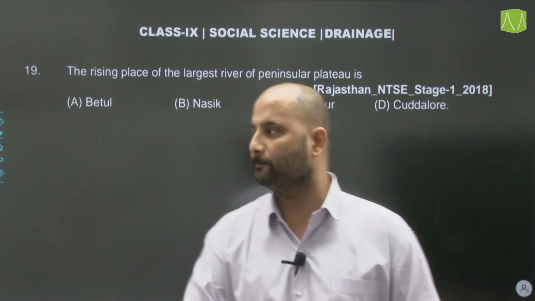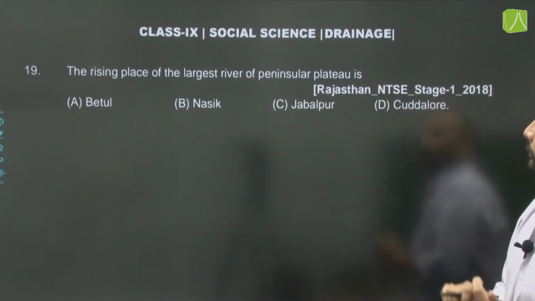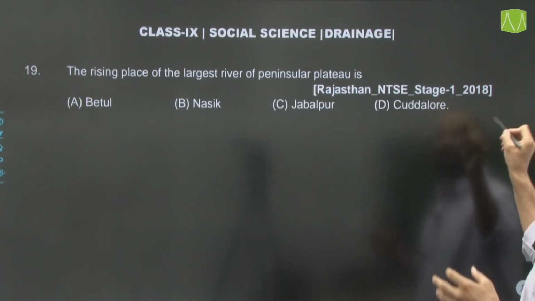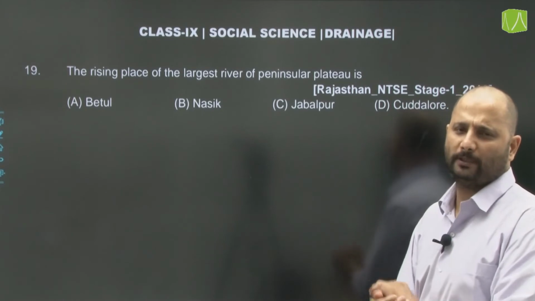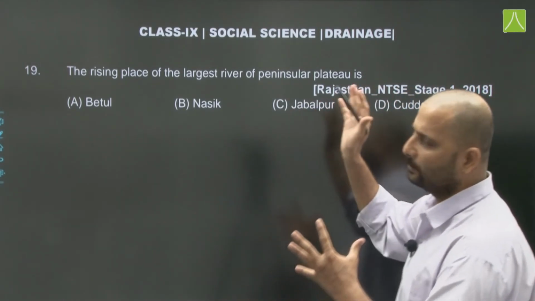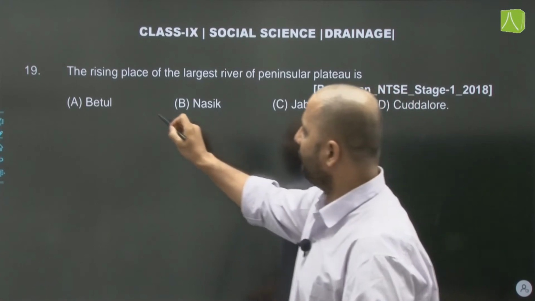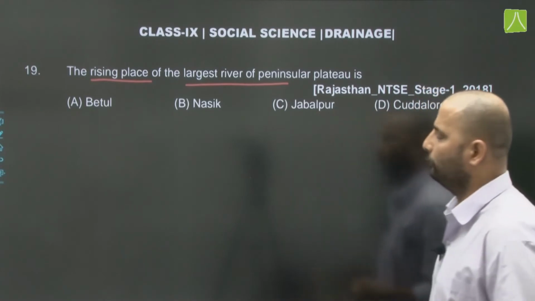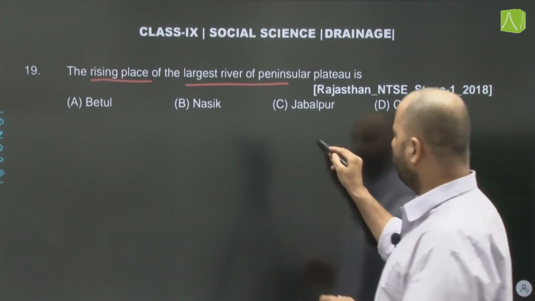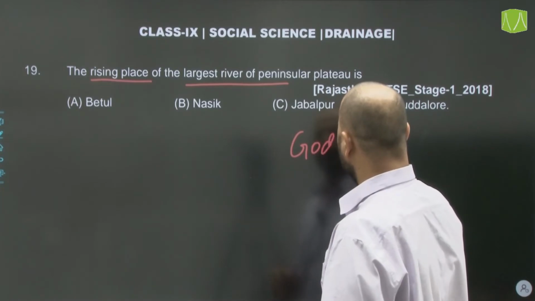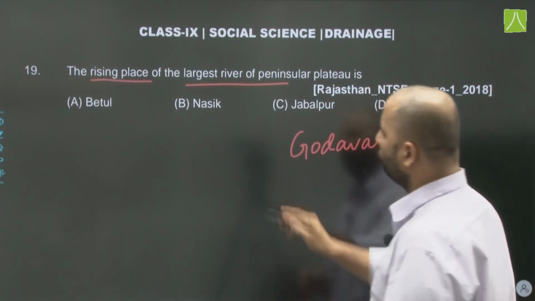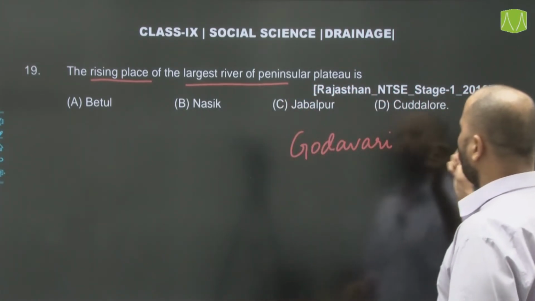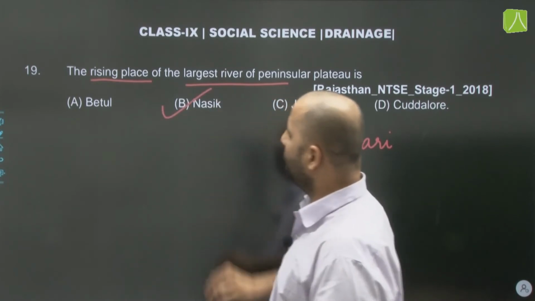And welcome to our next question, that is the rising place of the largest river of peninsular plateau is? Now this question is from Rajasthan NTSE Stage 1, 2018. Now here the question is a bit confusing if we do not understand what the examiner is trying to ask. First of all, they have asked the rising place, so that means the origin, of the largest river of peninsular plateau. Now as we know, the largest river of peninsular plateau, which is also known as Dakshin Ganga, is Godavari, and the origin place of Godavari among the options given, Betul, Nasik, Jabalpur or Cuddalore, option number B, that is Nasik, will be the correct answer here.